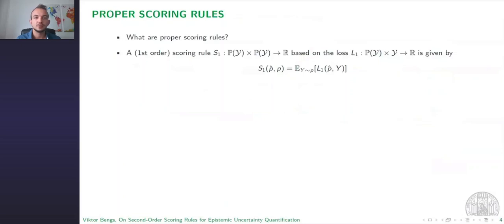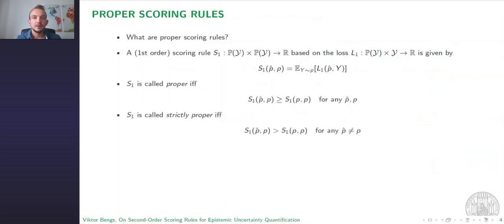Now let us revisit how first order learners are trained based on the paradigm of empirical loss minimization. Here the concept of a so-called proper scoring rule is in the focus, and in particular the expected loss of a first order prediction p hat when the target prediction is p. The principle of proper or strictly proper scoring rules comes into play in order to distinguish good loss functions from bad ones, so to speak.